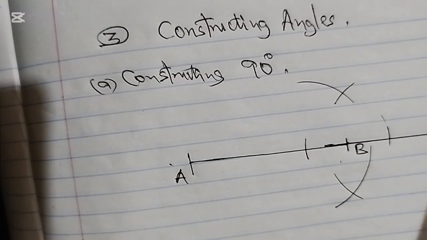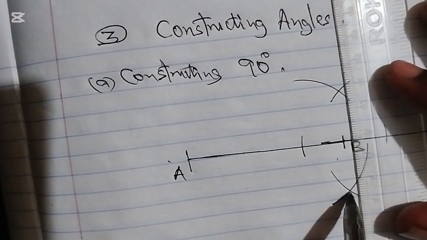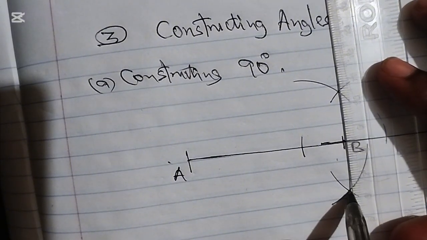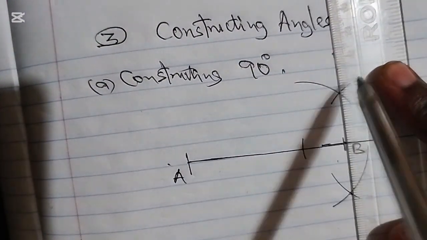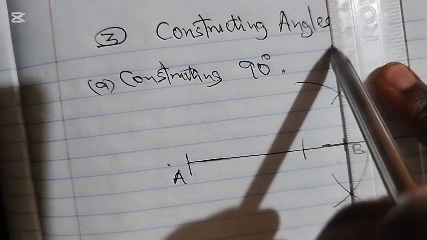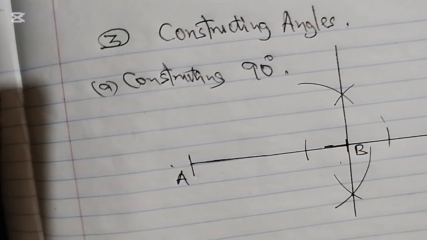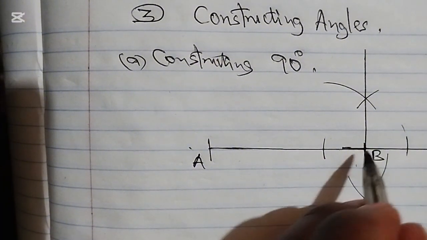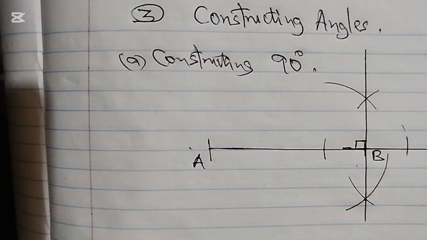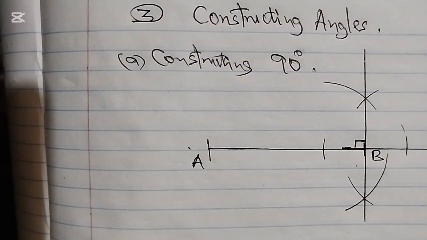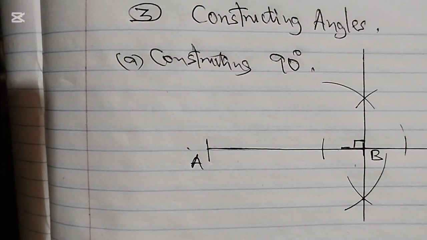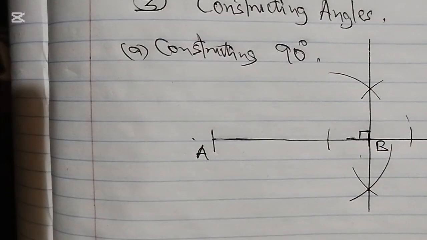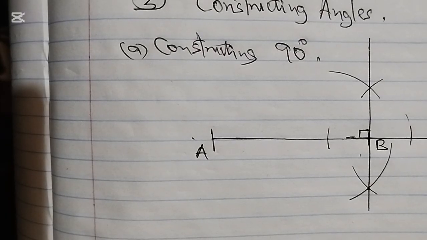Now using a ruler, I join the intersection of the two arcs like this. I join it like that. And what you realize is that the angle constructed here is 90 degrees, and that is how you construct 90 degrees. I have explained how to construct 90 degrees.